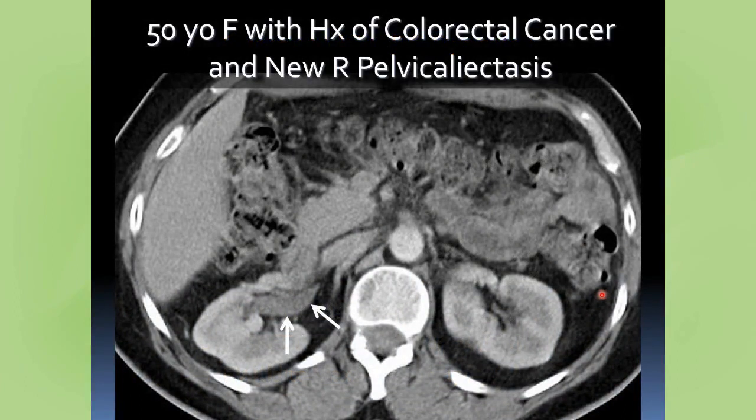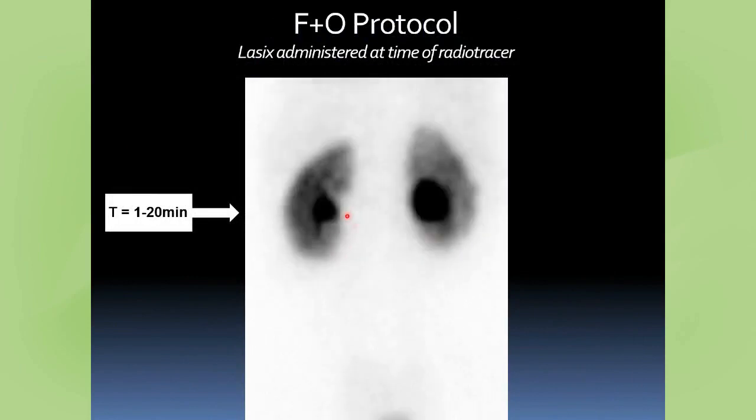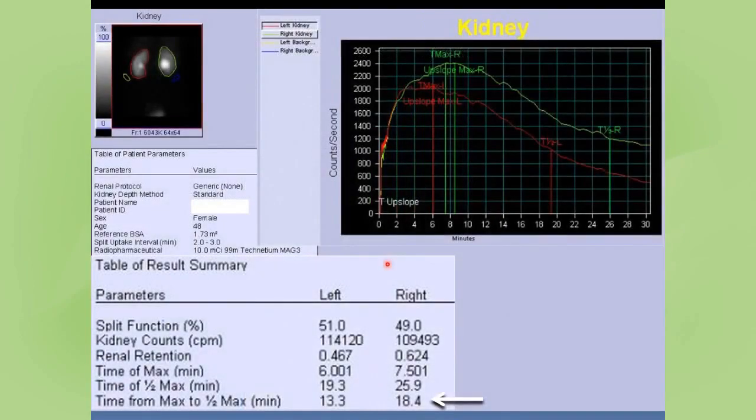Well, I'll take you back to a case. You can see this patient here with colorectal cancer. They had this right-sided pelviectasis that was concerning for an obstructive process. So they underwent this study. You can see that right kidney there. That right renal pelvis is dilated. It certainly is asymmetric compared to the left kidney.